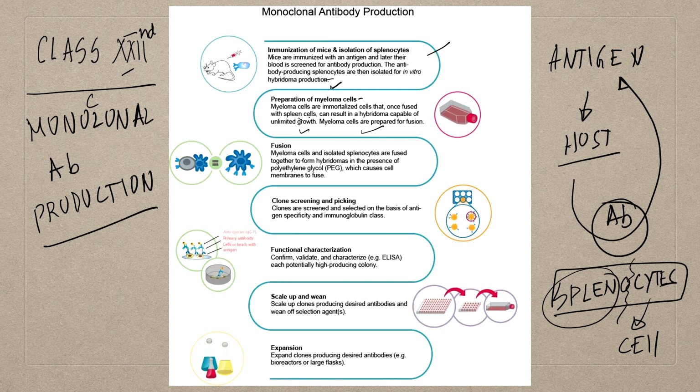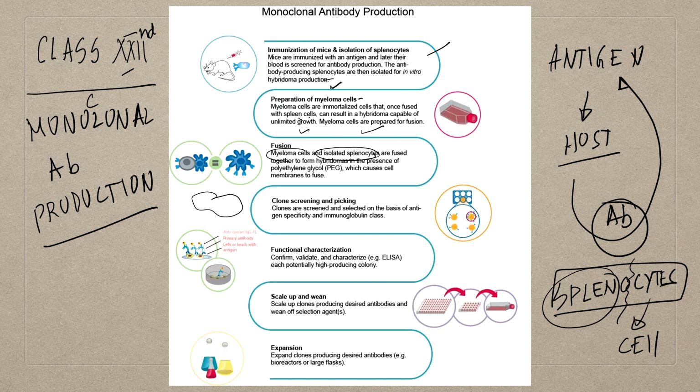Now comes the fusion. The myeloma cells and isolated splenocytes, as I mentioned, are fused together to form hybridomas in the presence of polyethylene glycol, which causes cell membranes to fuse. So, you are fusing both of them. So, you get something like this.